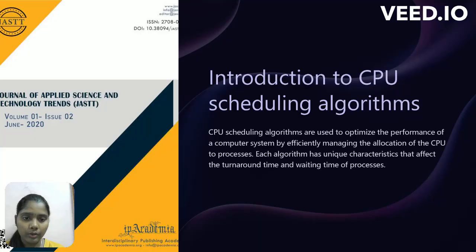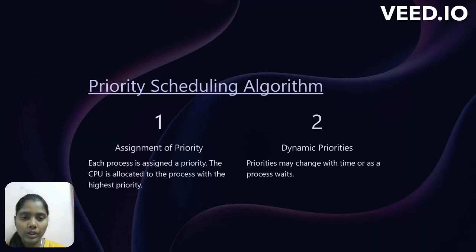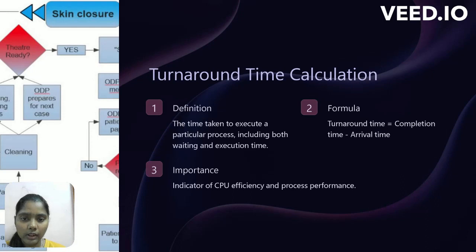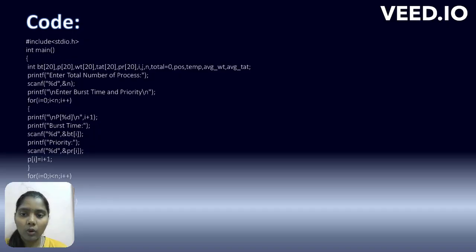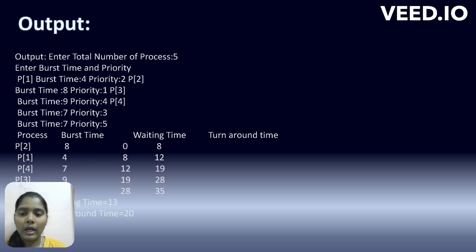Once again, let us see the slides that we discussed till now. Introduction to CPU scheduling algorithm, and we also discussed SJN, priority scheduling algorithm, comparison of CPU scheduling algorithm and their criteria, turnaround time calculations, waiting time calculation, and the code for the priority. Here is the output.